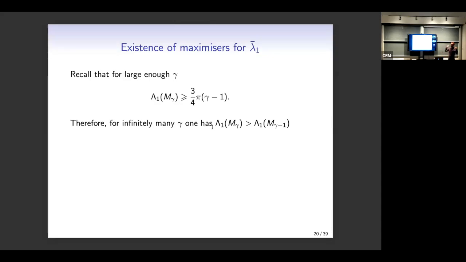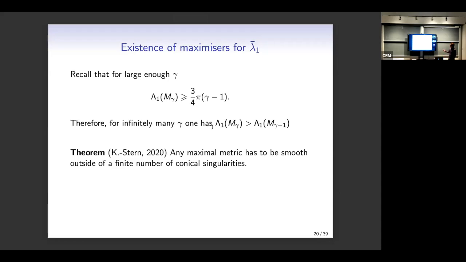Moreover, this is the existence result, and you can also prove a regularity result, which says that any maximal metric has to be smooth. So not only does there exist a smooth maximizing metric under the condition, but any maximal metric has to be smooth under that condition. You can conceivably define those eigenvalues of the Laplacian for, say, C2 or C1 metrics. This theorem tells you that they cannot be maximized.